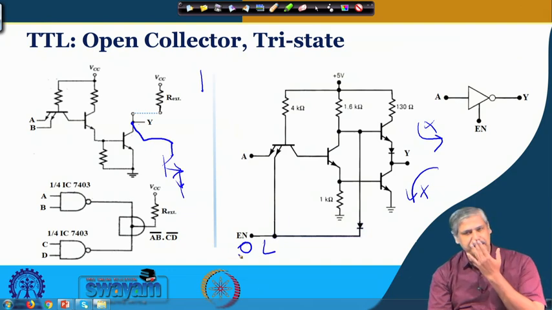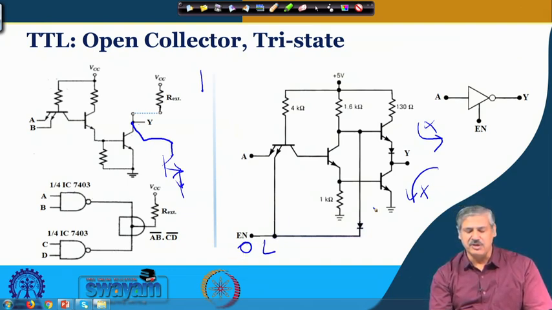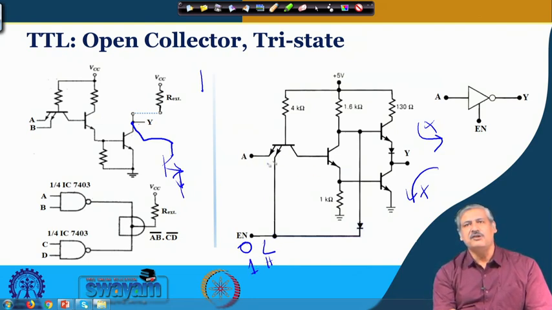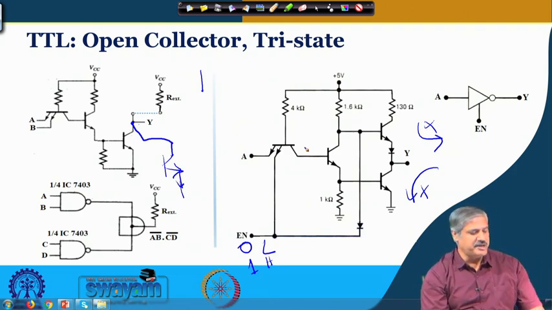So, when enable is 0, both of them are off in the totem pole output. Only when it is high, then it serves the normal operation of an inverter. Okay. So, this is the tri-stated TTL, which is also useful in many circuits.